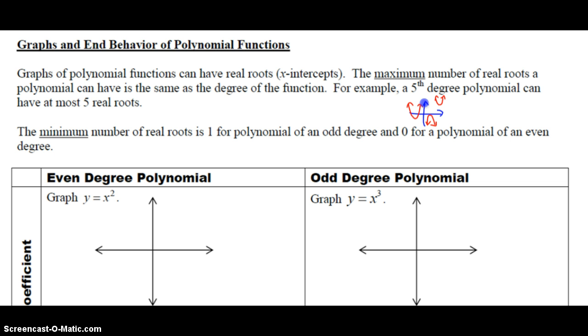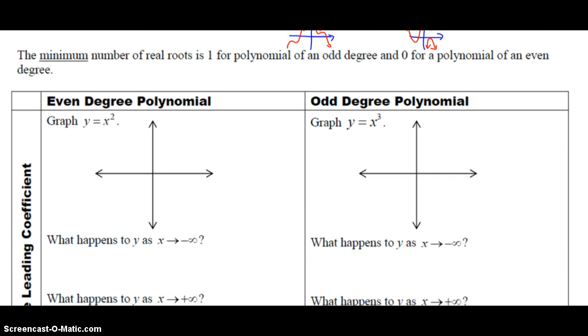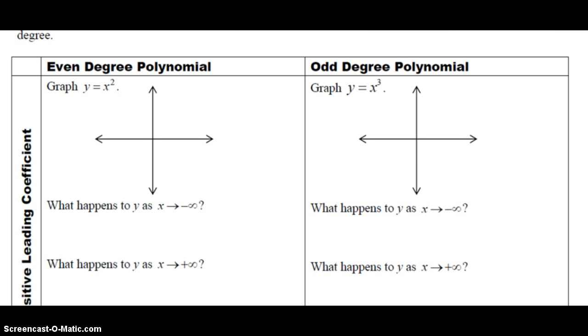A polynomial of odd degree, which is going to be like the x cubed, is going to have a different behavior. We're going to see it's going to have to go through, whether it's positive or negative, the x-axis at least once. So it's always going to be a minimum number of one real root. All right, let's take a look at what we see in even degree polynomials.